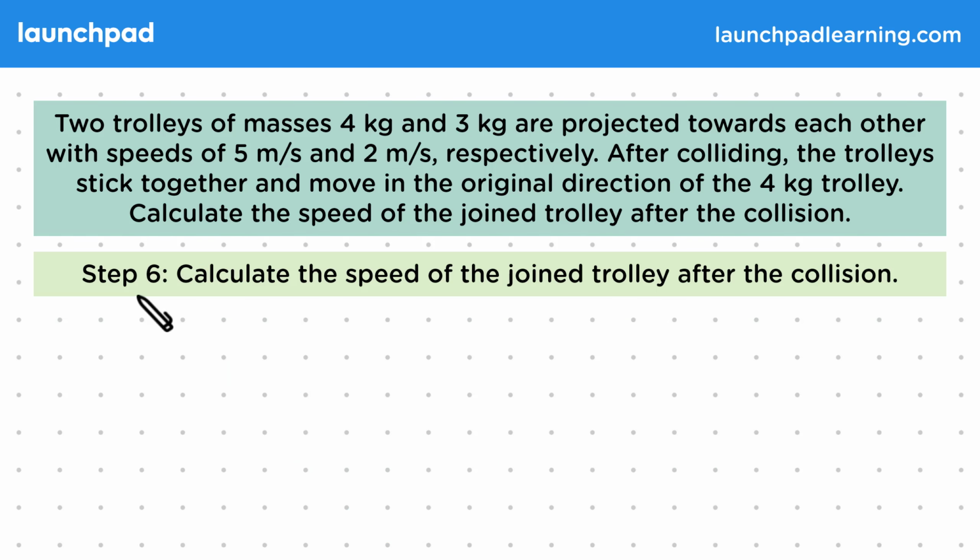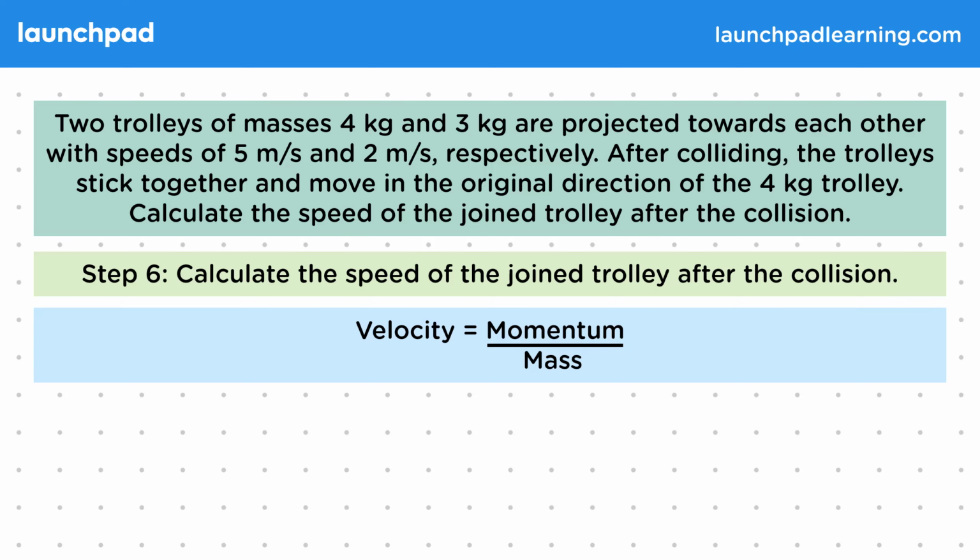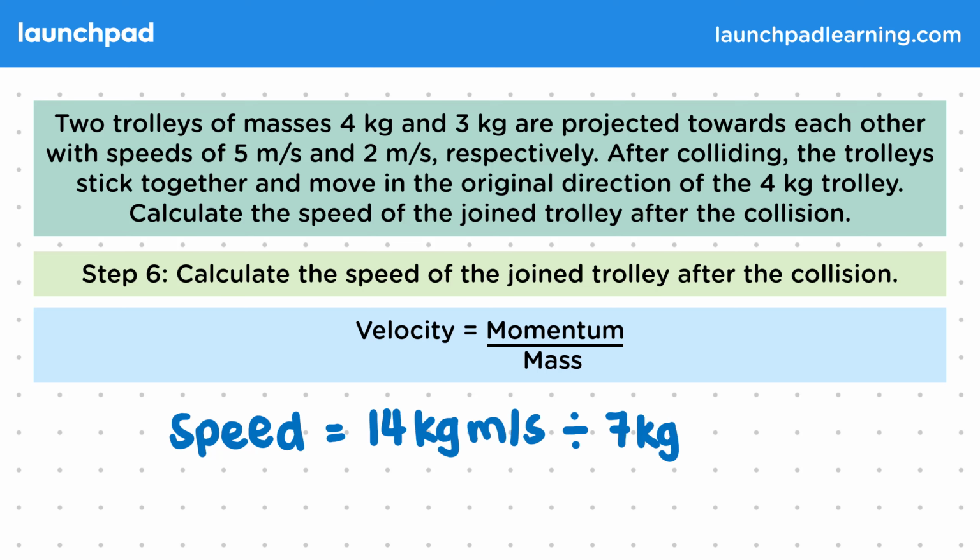Now for the last step. In step 6, calculate the speed of the joined trolley after the collision. If we flip our rearranged equation, we get that velocity equals momentum divided by mass. If we then replace velocity with speed and substitute the momentum and the mass that we've calculated, we get that speed equals 14 divided by 7, which gives us a speed of 2 meters per second. Again, since we're told the direction of the joined trolley in the question, we don't need to worry about checking if this value is positive or negative and determining the direction ourselves.